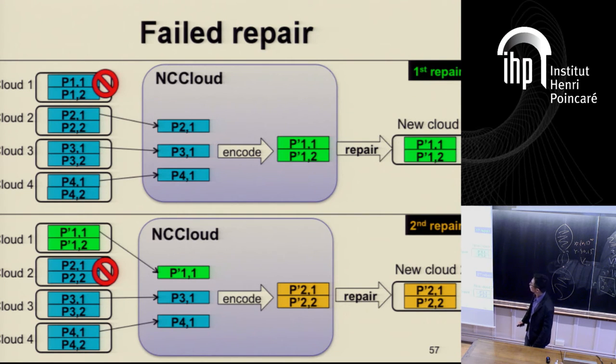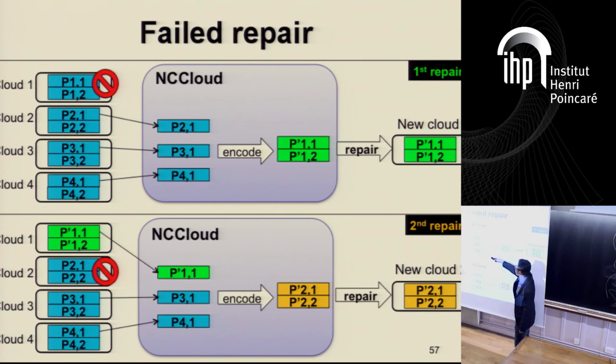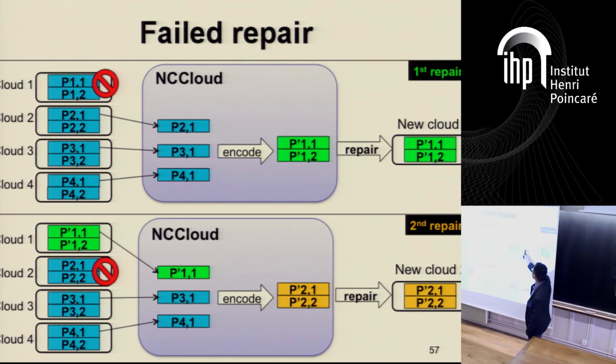Okay, in order to prove the existence of FMSR codes, we need to give some intuition to make people understand our proof more clearly. This is an example of a failed repair in NCCloud. This is the first repair. Let's say cloud one fails, and this is the repair process.